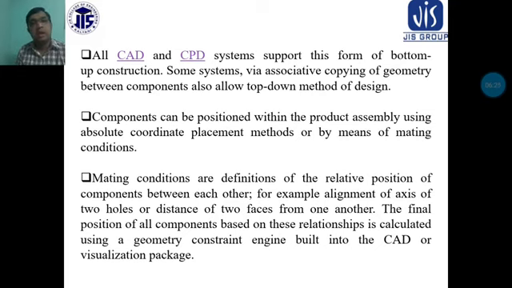Suppose one gear is matched to another gear, like a gear train. Similarly, other components will be considered, like cam profiles, then the cam and follower. These will be considered according to the matching conditions. For example, alignment of the axes of two holes, or the distance of two faces from one another.